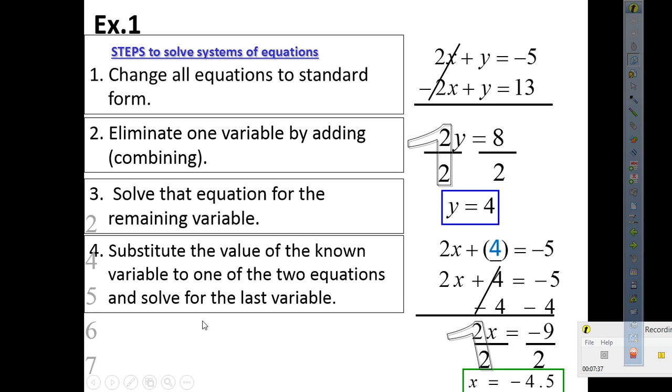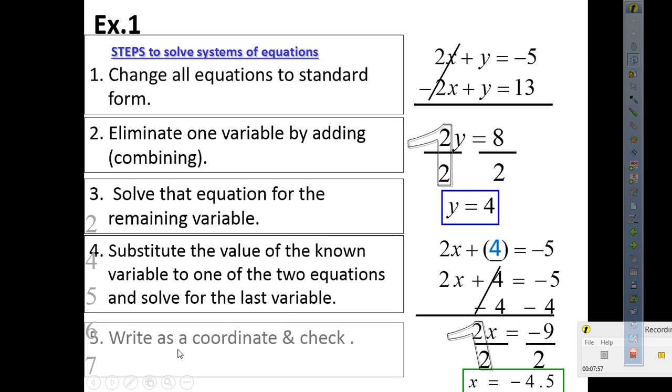Did everybody catch that the last step, I wrote write as a coordinate and check? Hold on. So let's write it as a coordinate. What is our coordinate? Negative 4.5 and 4. All right? So to check, I don't know if you notice on the steps I gave you, it said check one equation. But that's just for right now. But we know we need to check for both. Is that correct? So for the purpose of today, just to get plenty of practice with this, we're only going to check one equation so that we see exactly what we're going to do, right?